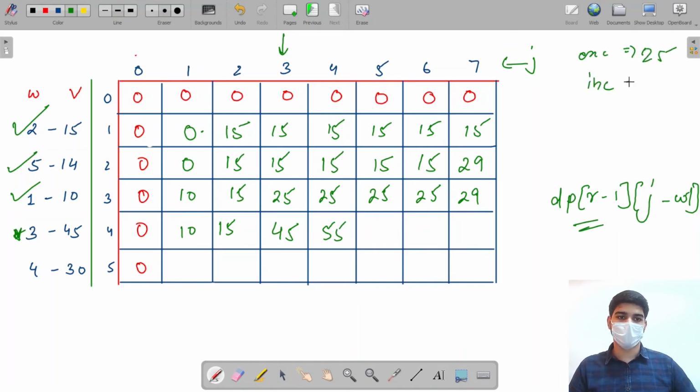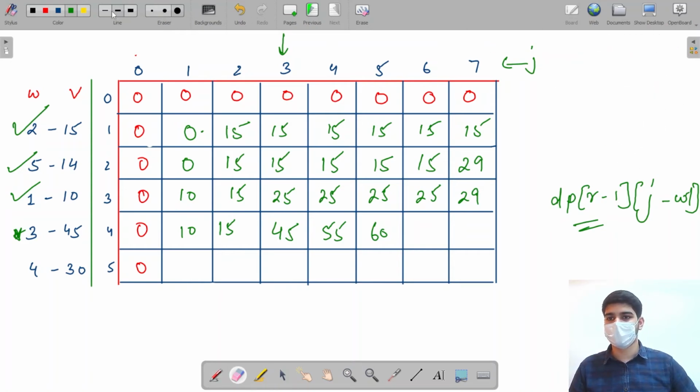Now again over here, we have 25 in exclusion. And in inclusion, what do we have? We have our own value, 45. And if you go back, we have 15 from here, right? So 45 plus 15, which is 60. Right? So 25 versus 60, 60 wins. That means I should include myself at this point, right?